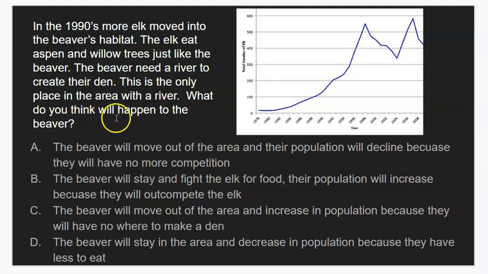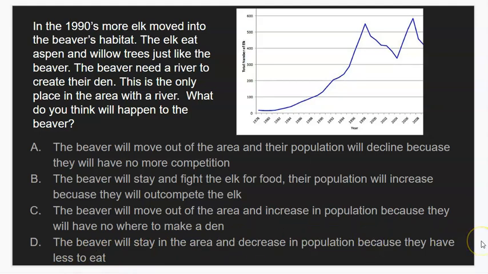What do you think will happen to the beaver when these elk move in? Okay, will the beaver move out of the area and their population declines? Will the beaver stay and fight the elk for food and their population will increase because they will fight off the elk? Will the beaver move out of the area and increase in population because they'll have nowhere to make their den? Or will the beaver stay in the area and decrease in population because they have less to eat?